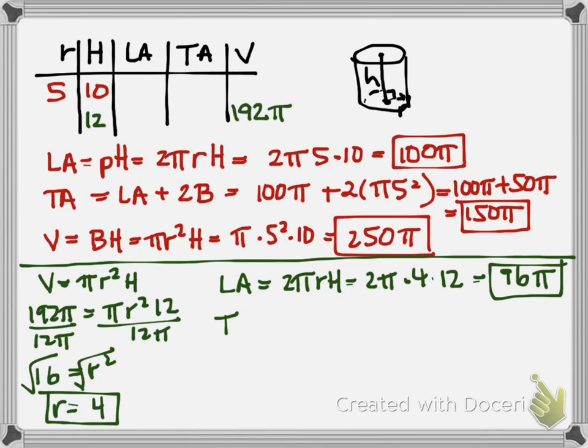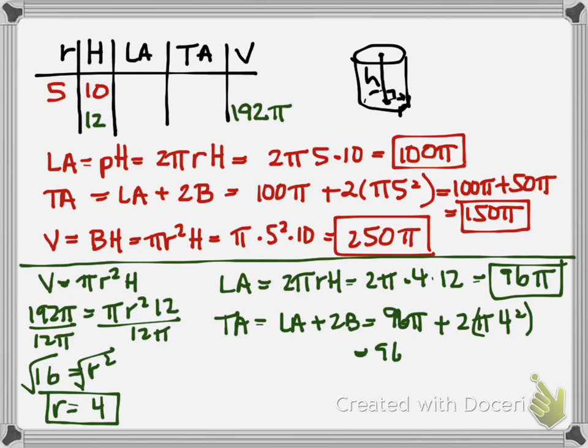And then the total area is going to be the lateral area plus the area of the two bases. So it's going to be the 96 pi plus 2 times pi 4 squared. So I get 2 times 16 pi, which is 32 pi. And that gives me 128 pi.